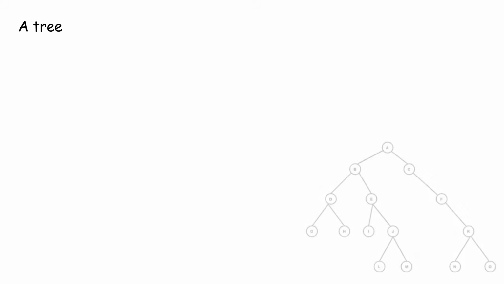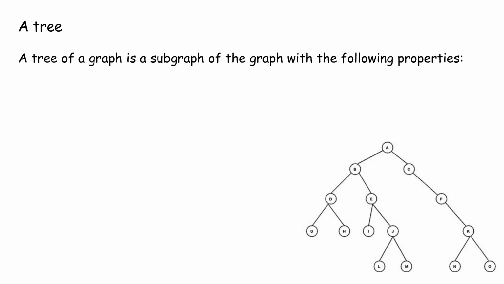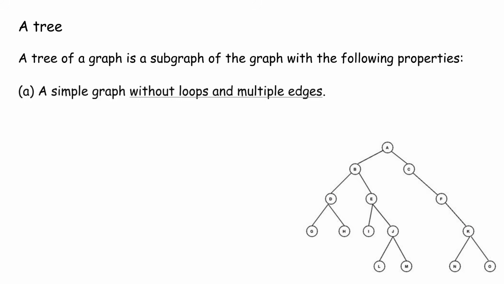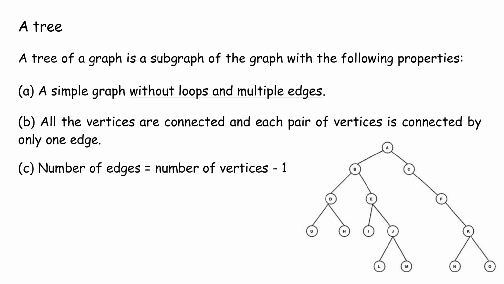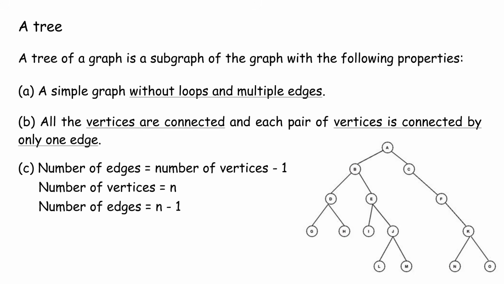A tree of a graph is a subgraph of the graph, with the following properties: A. A simple graph without loops and multiple edges. B. All the vertices are connected, and each pair of vertices is connected by only one edge. C. Number of edges equals number of vertices minus 1. Number of vertices equals n. Number of edges equals n minus 1.